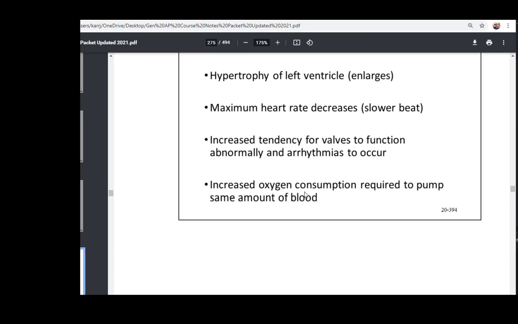The next video talks about blood vessels, and we will pick up with that in the next video.